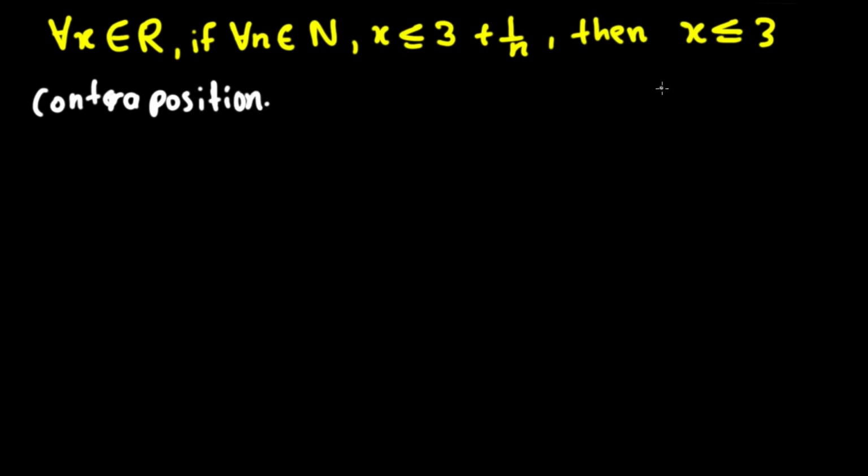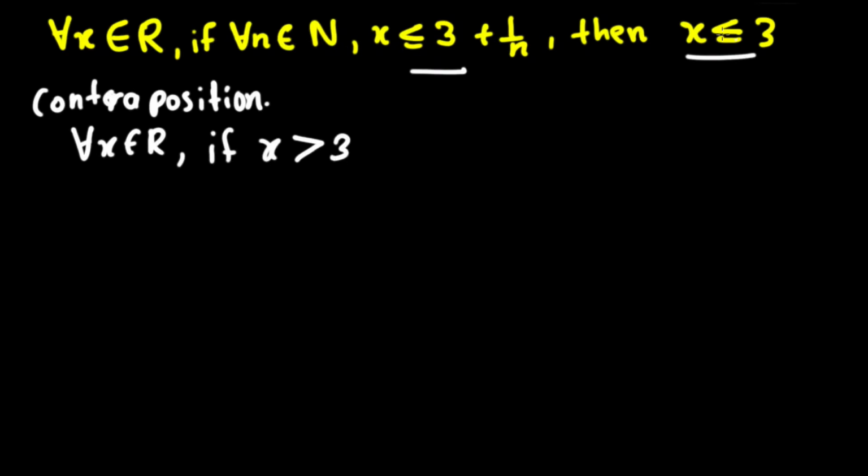the contraposition is basically we negate both of them and flip this one. So when we do the contraposition, it's going to be for all x belongs to real number, the first one remains the same. After that we have to write the negation of the one that comes after. The negation of this one is going to be x is greater than 3. Then for all n belongs to a natural number will become there exists an n belongs to natural number, because the negation of for all n is there exists. And the negation of this one is going to be x is greater than 3 plus 1 over n.